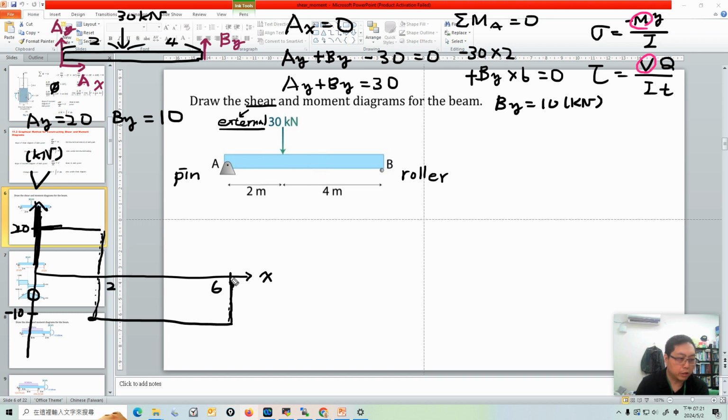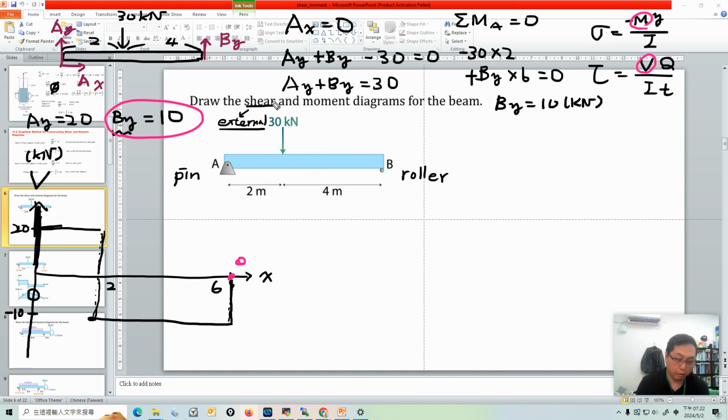Back to 0 is here. Actually you just solved the reaction force at B. The reaction force at B is 10, right? Your minus 10 goes to the end point, and then you add this force, plus 10. So minus 10 plus 10, it goes back to 0. So it must go back to 0. So that's the shear force diagram of this beam.